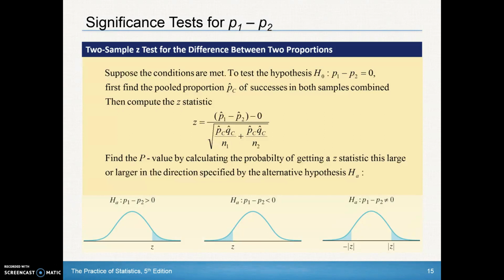Suppose the conditions are met to test the hypothesis that there is no difference between the population parameters. We will first find the pooled proportion, p hat sub c, of successes in both samples combined, and then compute the z statistic. Find the p-value by calculating the probability of getting a z statistic this large or larger in the direction specified by the alternative hypothesis. So in other words, this is a one-sided right-tailed test, this is a one-sided left-tailed test, and this would be a two-sided test.